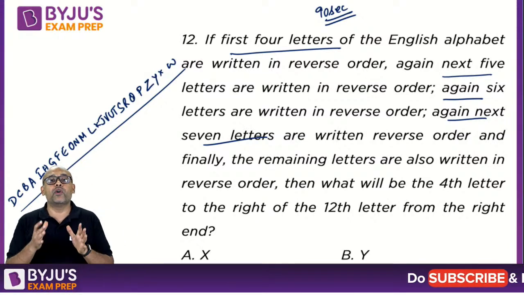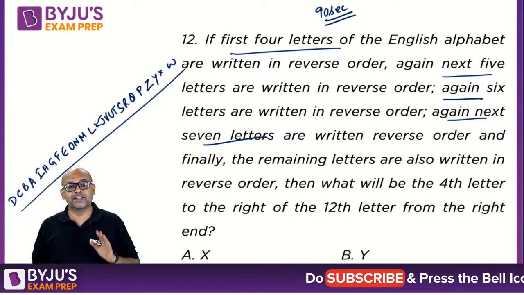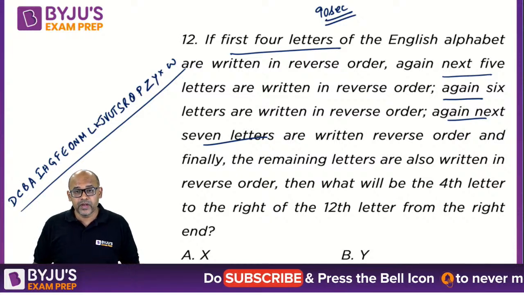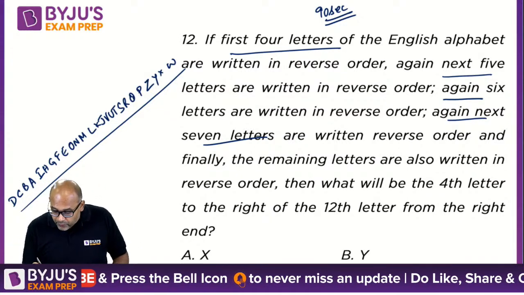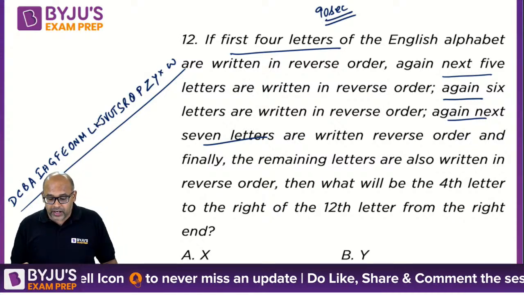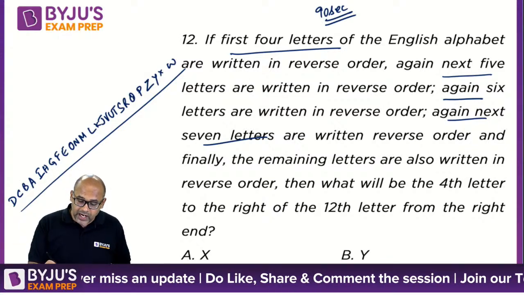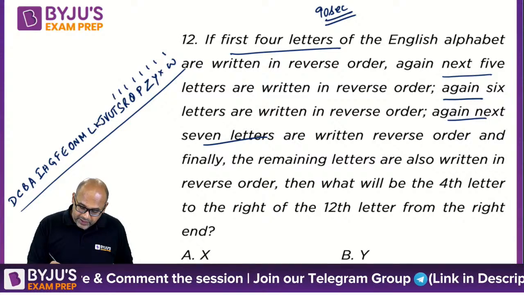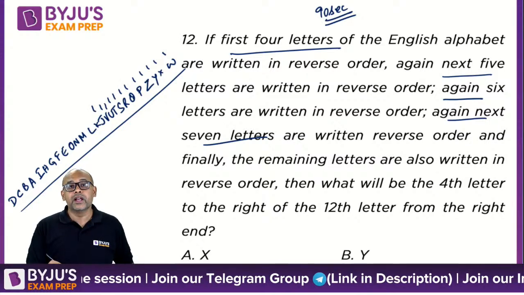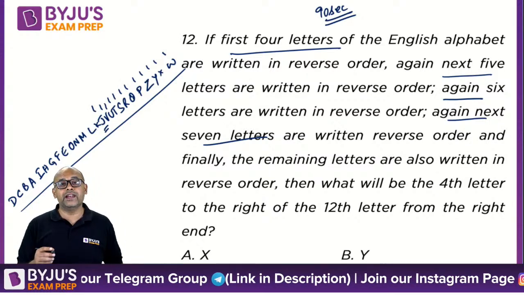This is the way in which they wanted you to arrange the alphabets. This is the first step. Now the question basically says, what will be the fourth letter to the right of the 12th letter? So start from the right. 1, 2, 3, 4, 5, 6, 7, 8, 9, 10, 11, 12. Now 12th from the right is J.